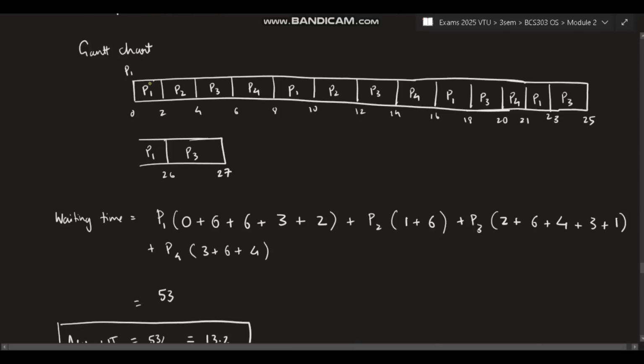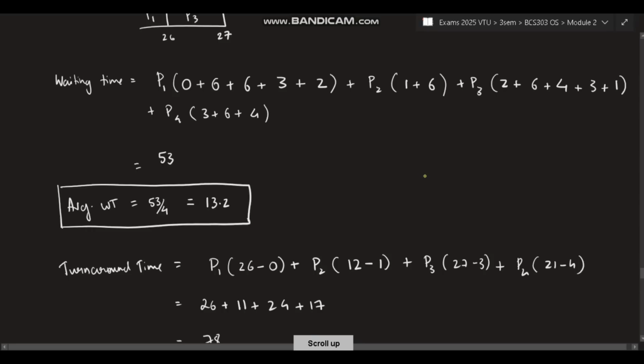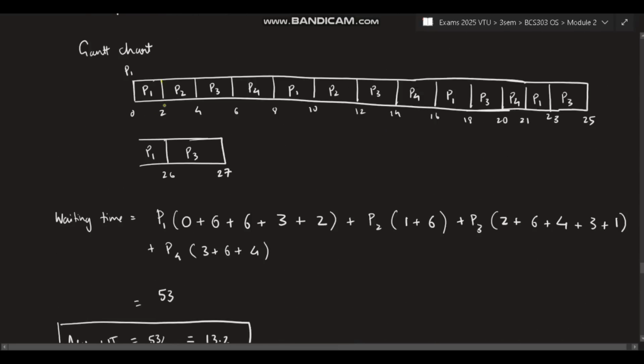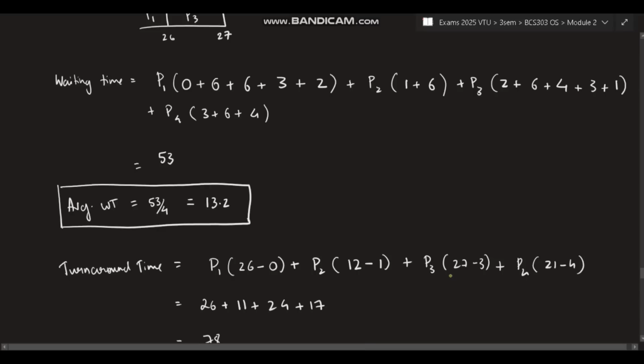P2 had arrived at 1, right? P2 got completed, last instance of P2 is here, at 12. So 12 minus 1, it will be 11. Next P3, it had come at 2, it completed at 27. 27 minus 2. P3 had come at 2, it is not 3. So this is one mistake I have made here, so let's correct this mistake. You get the point, right? So this is 2. 27 minus 2 is 25.